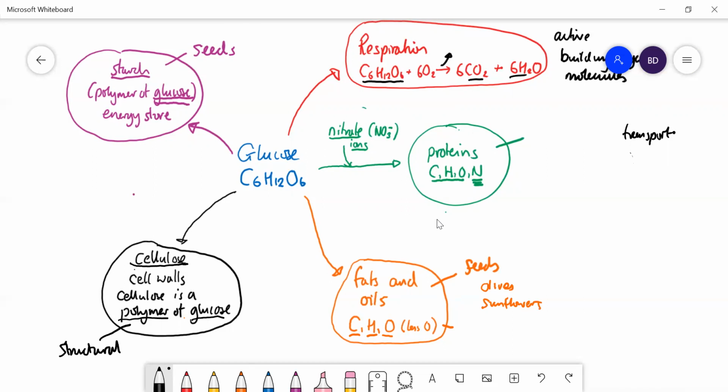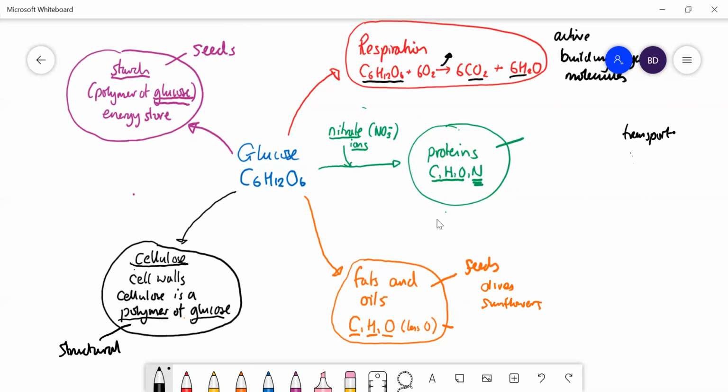A tree trunk is very important to the tree. It's a structural material which allows the tree to grow tall, so that it can photosynthesize, so its leaves can catch light and not be blocked out by other things. Woody tissue in a plant gives it a skeleton, if you like, it gives them their rigidity and their strength. And they need glucose to make cellulose, and the cellulose makes the woody tissue of a plant.